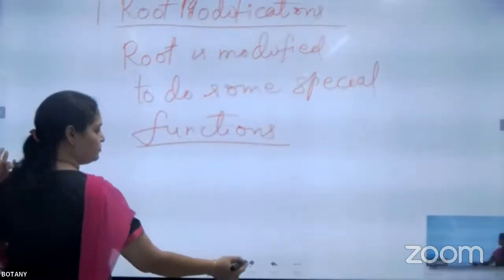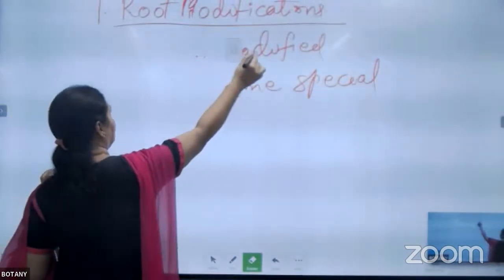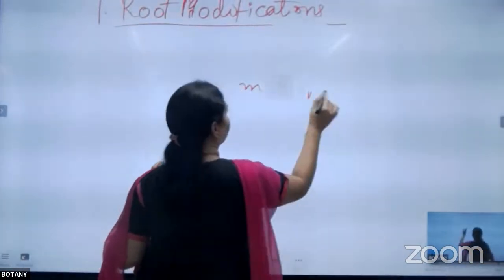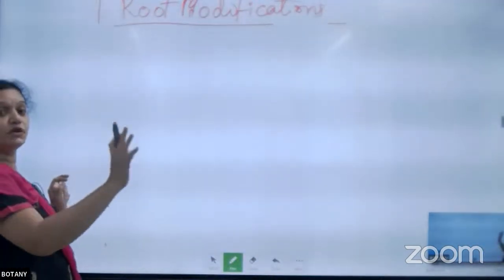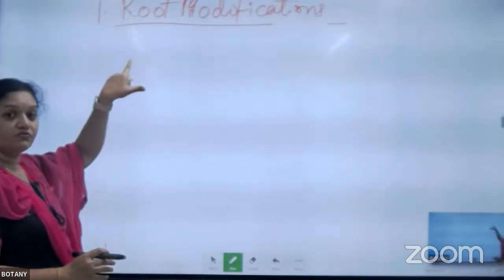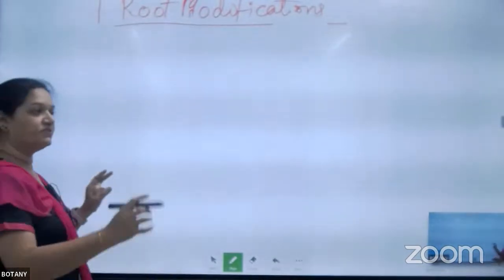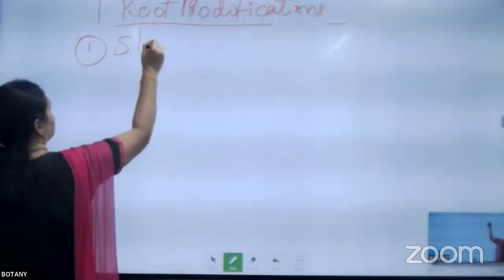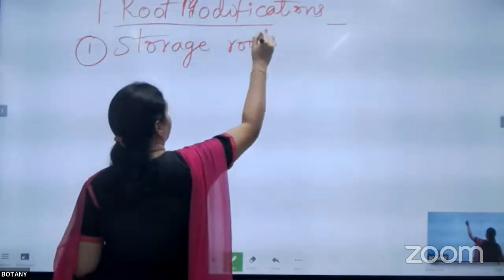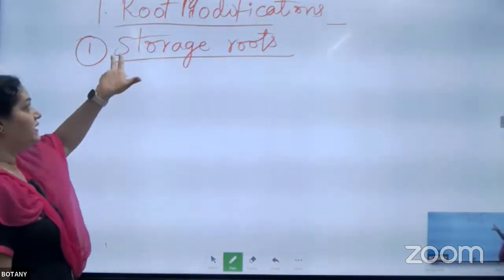So how many types of root modifications are there? After this definition, we have to explain the types of root modifications. In total there are 8 types. So the second sentence we have to write: the root modifications are of 8 different types. Then in that, the first one we have to start with is the storage roots.